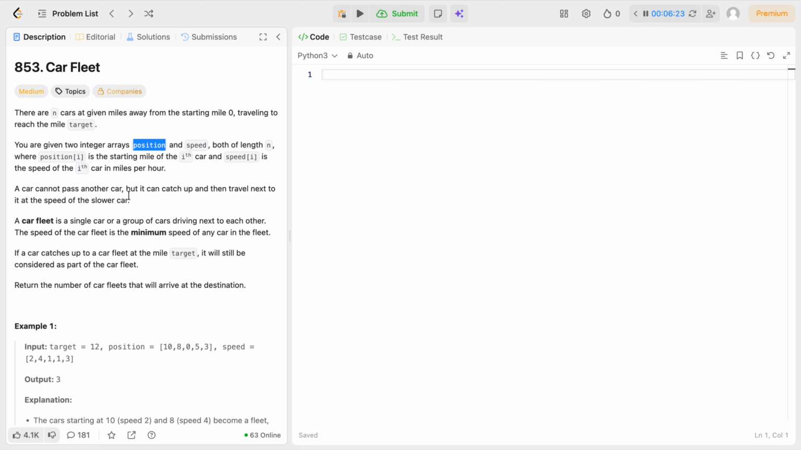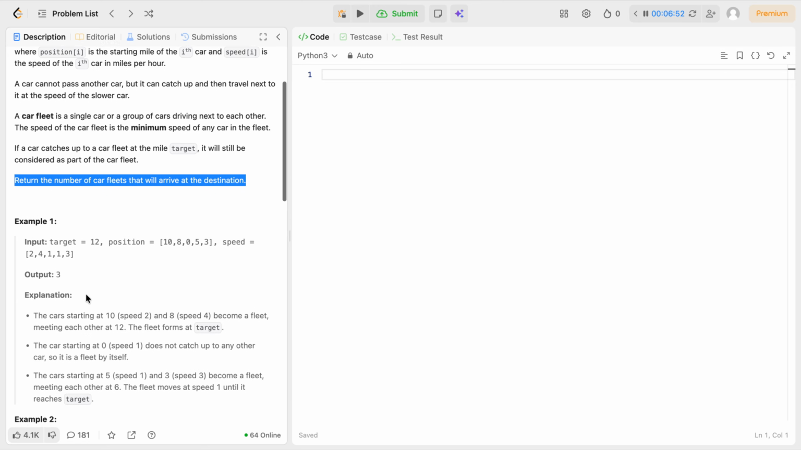A car cannot pass another car, but it can catch up and then travel next to it at the speed of the slower car. A car fleet is a single car or a group of cars driving next to each other. The speed of the car fleet is the minimum speed of any car in the fleet. If a car catches up to a car fleet at the mile target, it will be considered as part of the car fleet. Return the number of car fleets that will arrive at the destination.